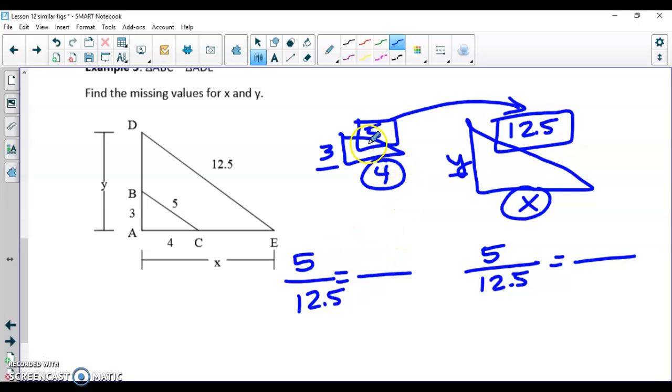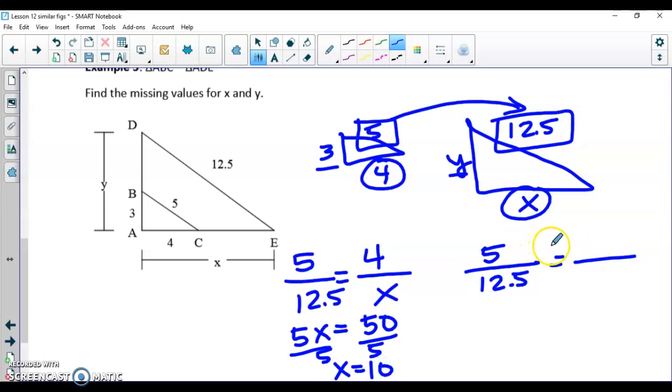I'm going to go ahead and solve for x. If I do little over big, I'm going to do little 4 over big x. It's going to give me 5x equals 50, divide by 5, x equals 10. Go ahead, set up your proportion for y and solve that one then.